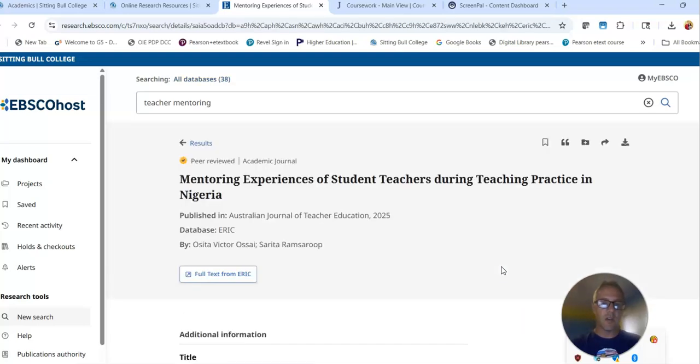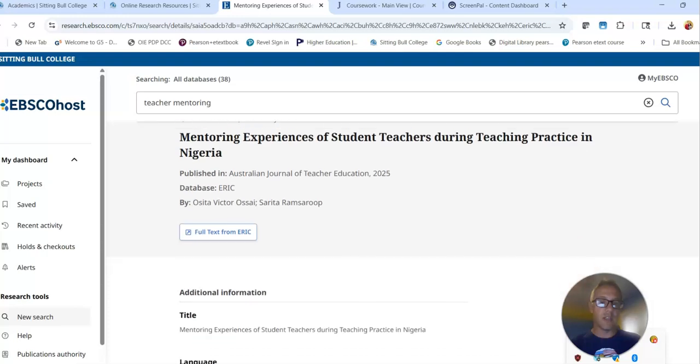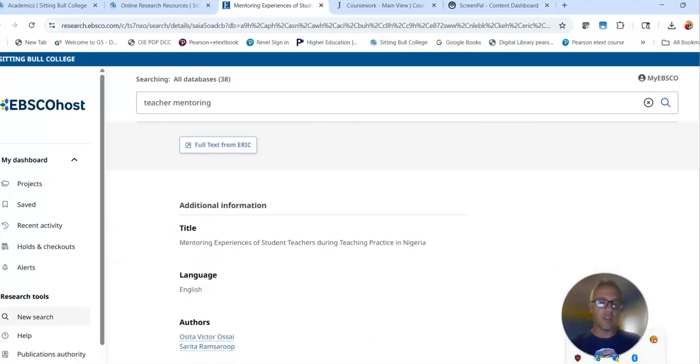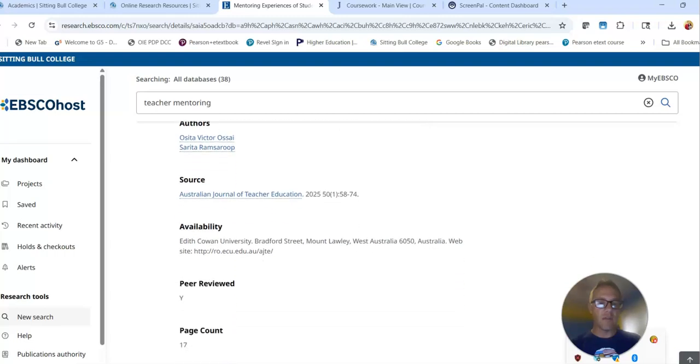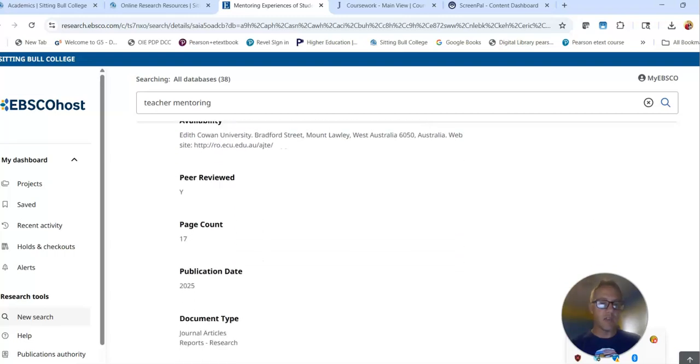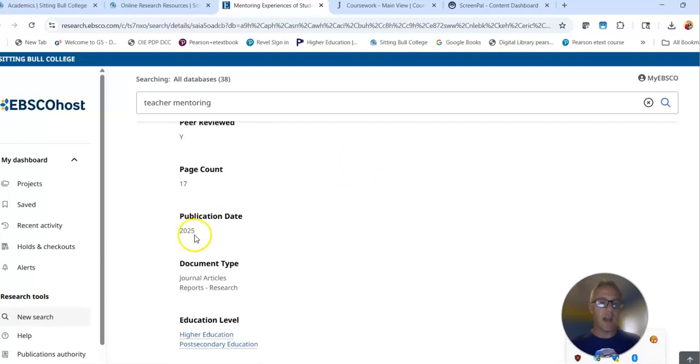So again, as you come through them and find them, we're going to pop onto this and just take this first one here. And look at mentoring experience of student teachers during teaching practice in Nigeria. Okay, so things can definitely get very specific. So here they have the title, what language it's in, where it came from, is it available, is it peer reviewed? Yes, there's 17 pages, 2025. This is important in terms of publication date.